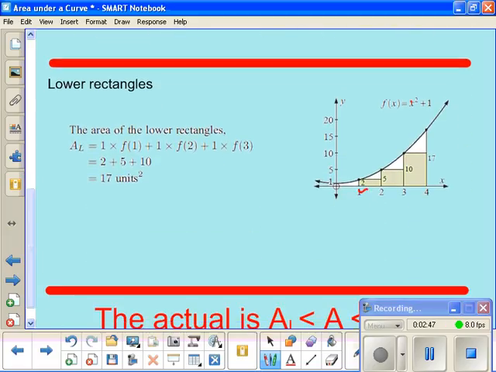So now the width is still 1 for each bar, but now the heights are different because I'm going to the lower edge of each of those. And obviously the area we're calculating now is less than the actual area under the curve. So we do the same process. 1 is the width times the function. Well, 1 times 2. When I put this 1 for x into the function, I get 2. So 1 times 2 is 2. And then for the next one, 1 times 5 is 5, and 1 times 10 is 10. So we add those up and get 17.